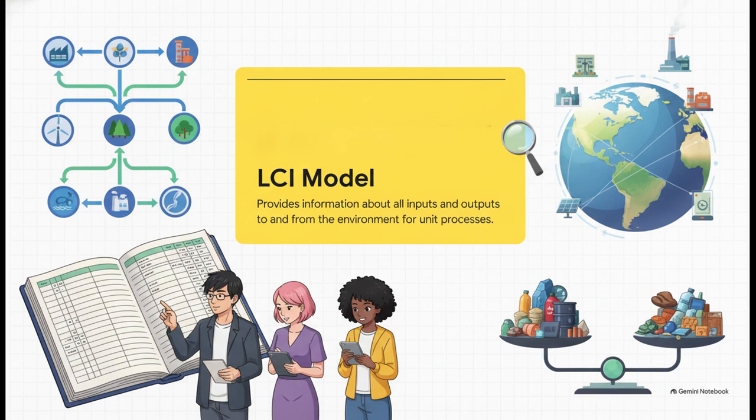Notice the exact phrasing we're using. It provides information about all inputs and outputs to and from the environment from all the unit processes involved in the study. Basically, think of this LCI model as a massive, incredibly detailed accounting ledger for the Earth. Everything nature gives to a process and everything that process dumps back out gets logged. It all starts by charting out the technical system so we have a crystal clear picture of our boundaries.